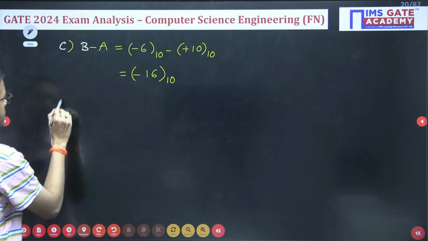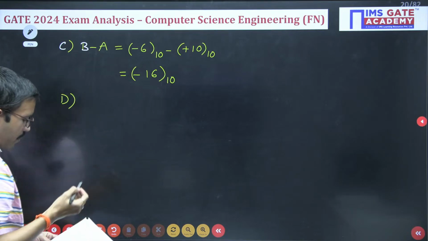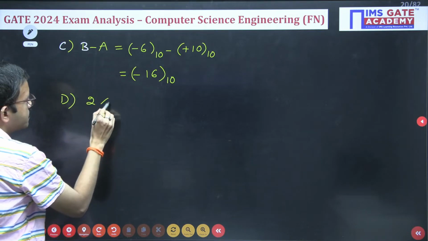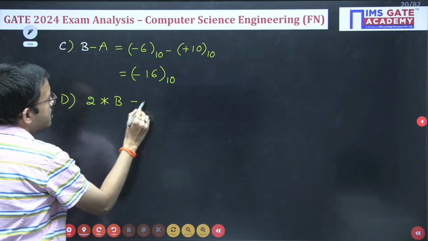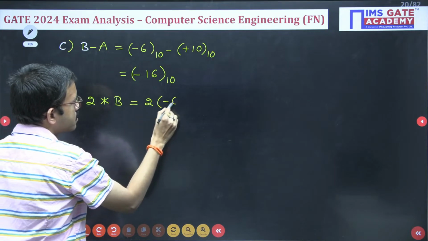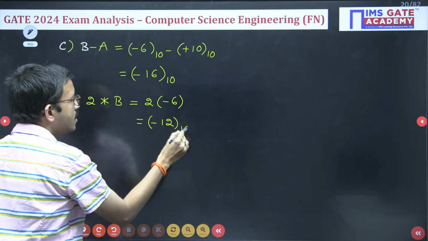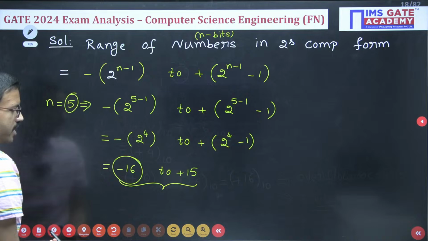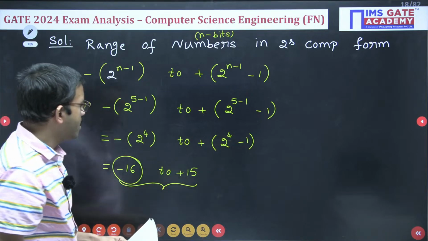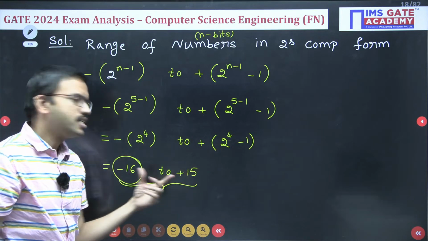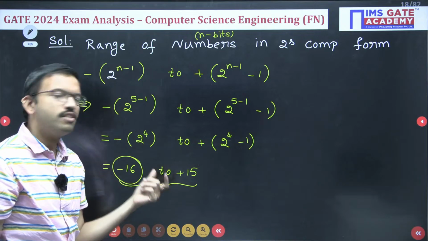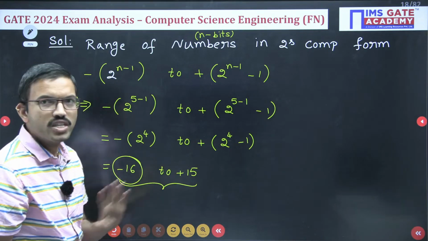And the last option, option D, here we are having 2 times B. Here B value is minus 6. So 2 into minus 6 is nothing but minus 12. Minus 12 is falling in this particular range only. Minus 16 to plus 15, in that range you are having minus 12. We can represent it with the help of 5 bits. There is no issue.